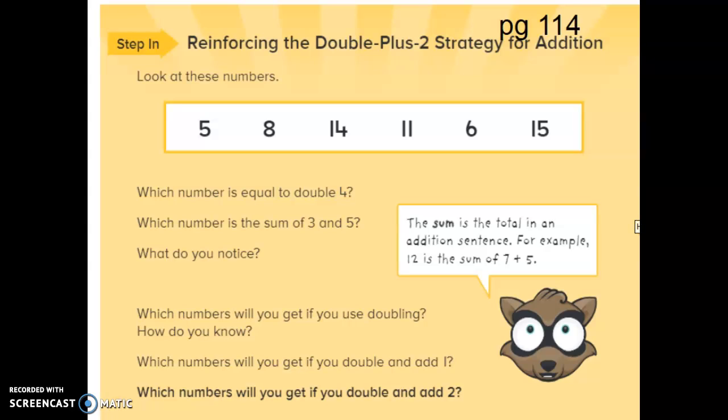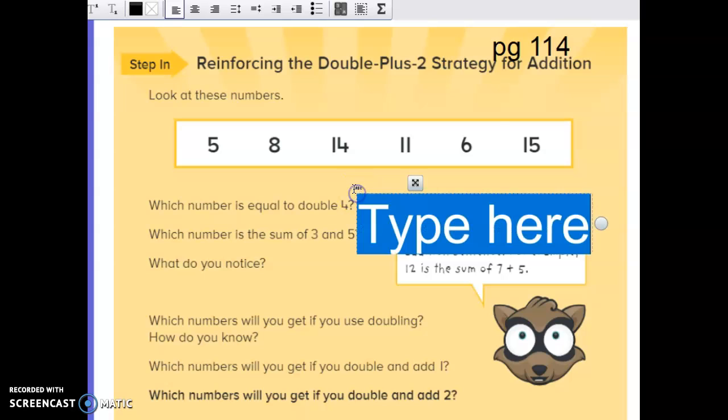Okay, guys, we're going to start on page 114. This is 5.6. Last week we talked about doubles facts. So today we're going to just remind us of the doubles plus 2 strategy. So look at these numbers here, 5, 8, 14, 11, 6, 15. It says which number is equal to double 4? Well, we know that double 4 is 8.